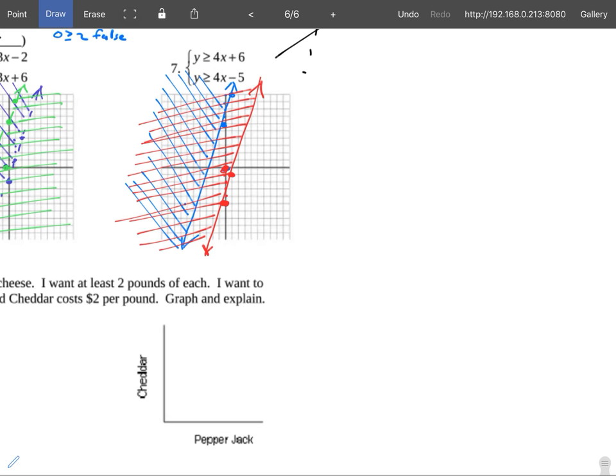Let me slide over here so I got some more room. Hold on, I got to admit somebody that got bounced out of here.